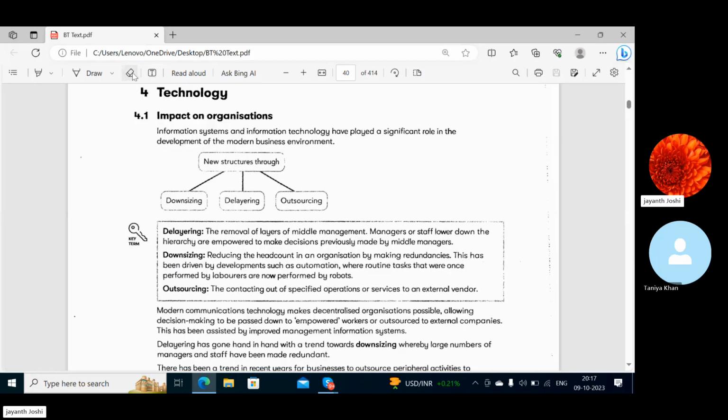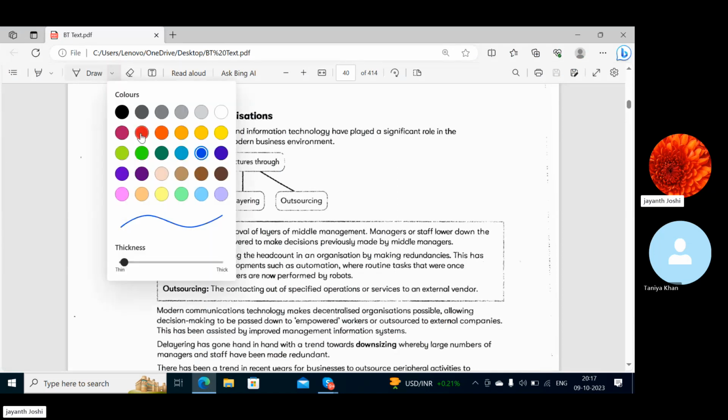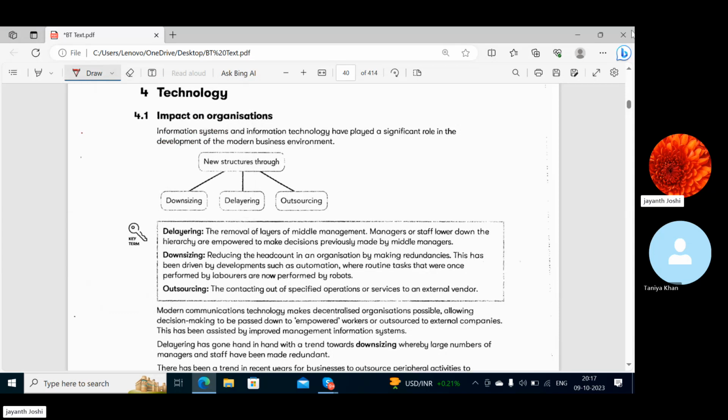Now, the next topic today we are going to start is technology. So what is technology? Technology is something with which human intervention in many tasks has been minimized. It is more like the tasks are performed with the help of machines these days, right? That is what the advent of technology has done. So what impact does technology have on organizations? That is what we are going to discuss right now.